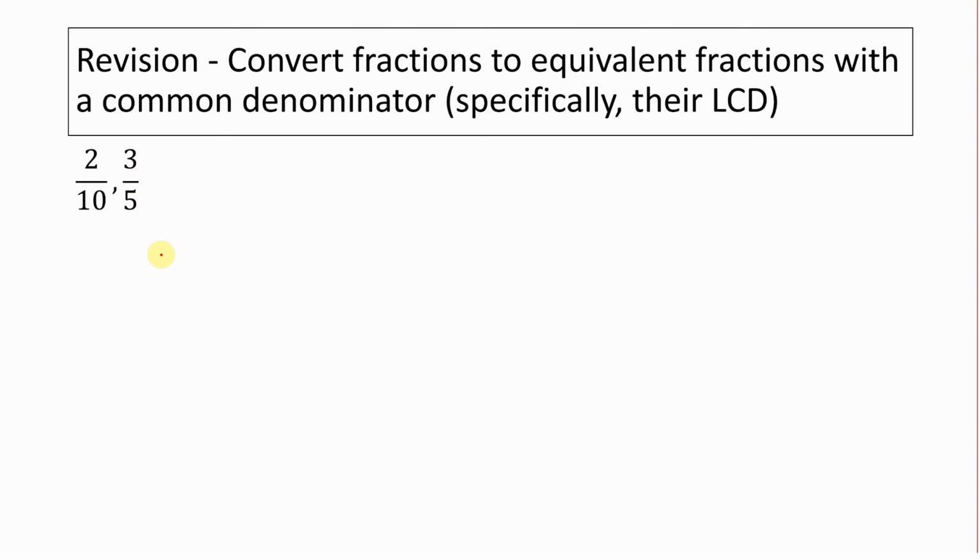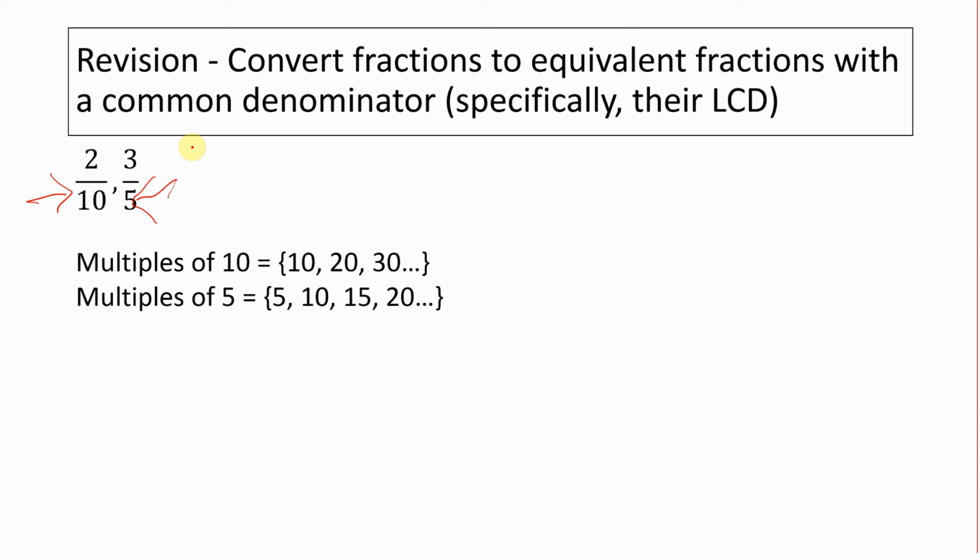If we're going to convert these fractions to equivalent fractions with their LCD, what you need to do is write down the multiples of the denominator of the first fraction. So the denominator of the first fraction is 10. So multiples of 10 are 10, 20, 30, 40, etc. Now you write down the multiples of the second fraction, and that's the set 5, 10, 15, 20, 25, 30, etc. And now you've got to ask yourself, what is the smallest number in both these sets?